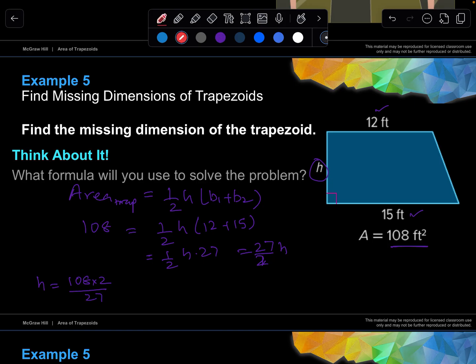Now I know that both these numbers are divisible by 3. So when I divide by 3, I get 36 and 9. And I know that 36 is divisible by 9. That gives me 4. Therefore my h is 4 times 2, which is 8 feet. Don't forget the units, it's 8 feet.